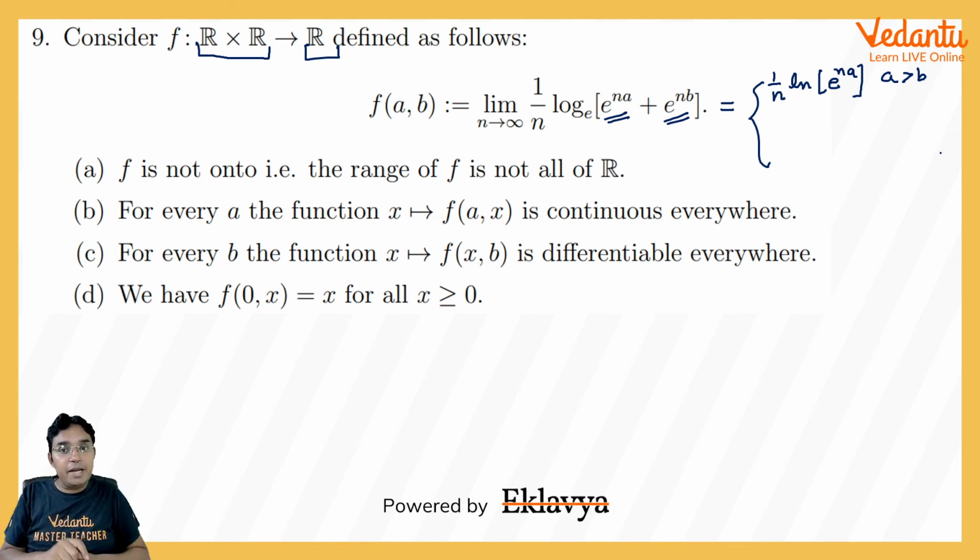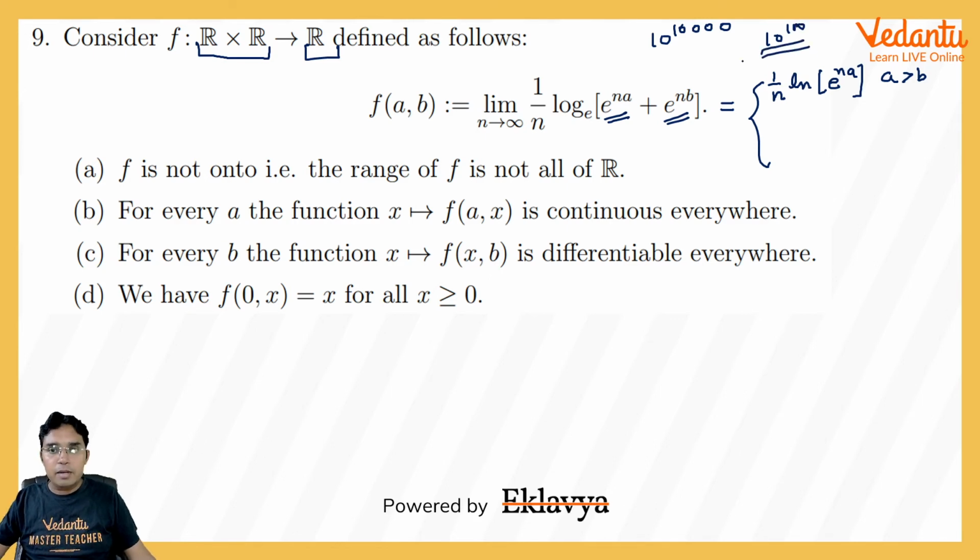But if you compare it with e power na, it is like comparing, let us say, 10 power 10,000 with 10 power 100. 10 power 100 is a big number, but in comparison with this it is a very small number. So we can ignore this thing.